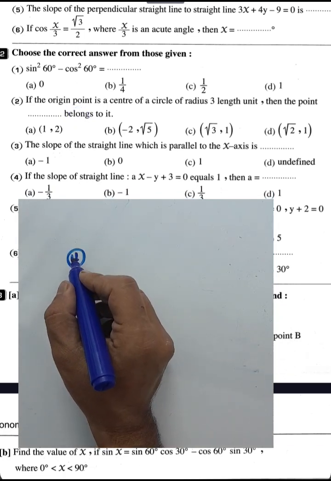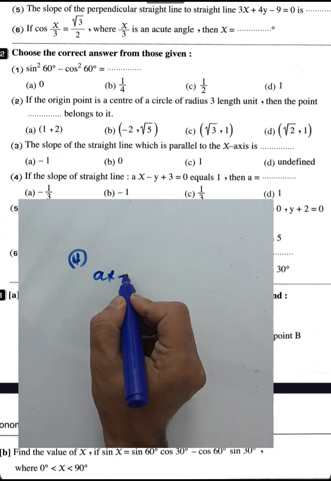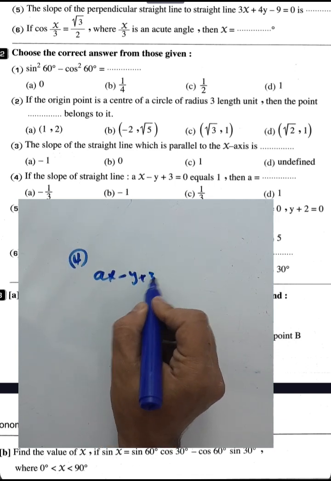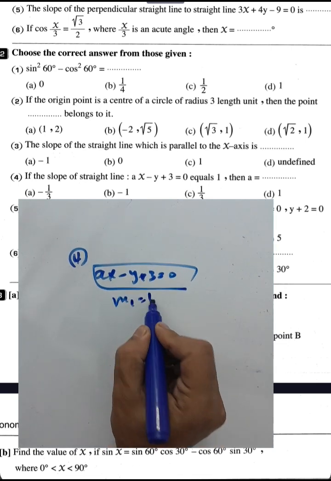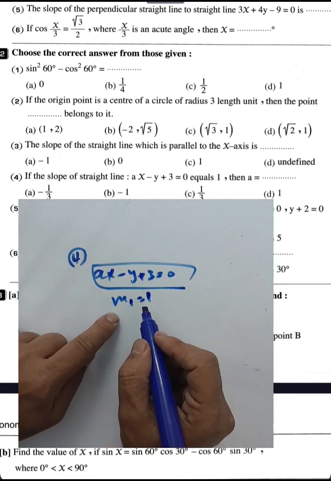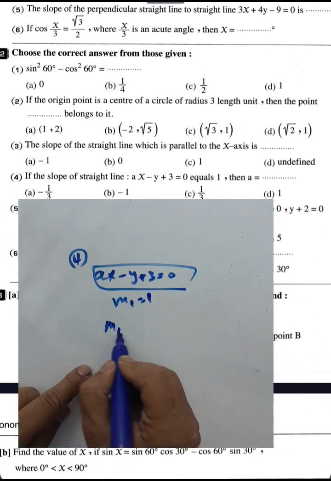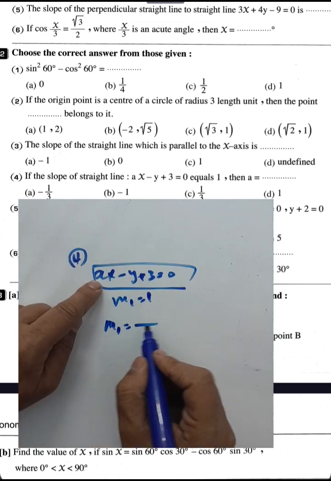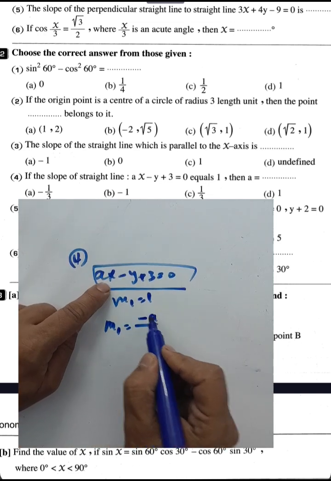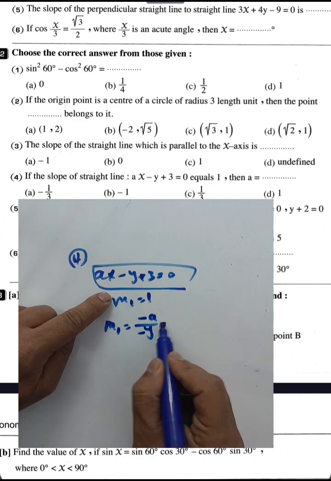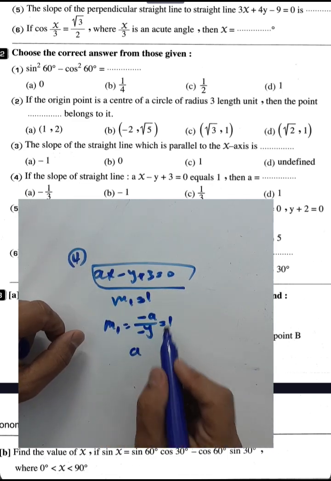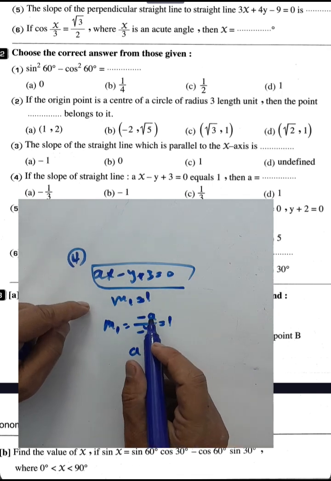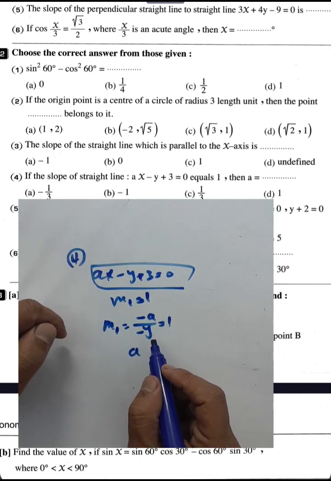The slope of the straight line ax minus y plus 3 equals 0 is equal to 1. He wants to find a. We know the slope equals negative the coefficient of x over the coefficient of y. He tells us the result will be 1, then a over y equals 1.